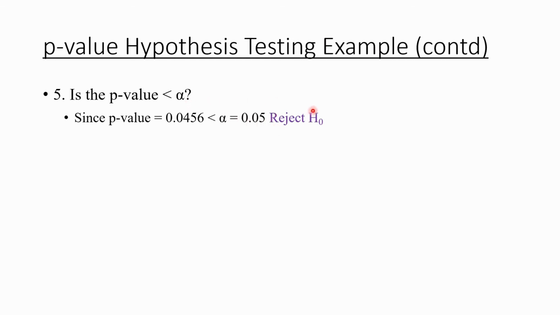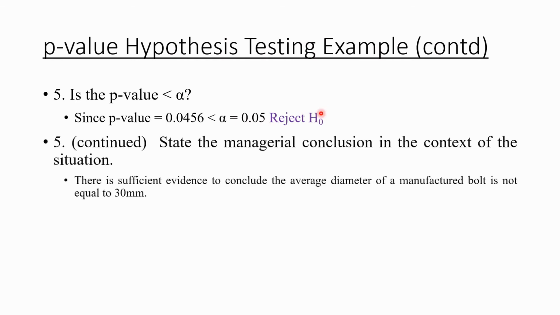This is not the end of the answer. You have to write the conclusion as well, which is called the managerial conclusion in the context of the situation. So what do you write? There is sufficient evidence to conclude that the average diameter of a manufactured bolt is not equal to 30 millimeters. Right. So now let's have a look at the connection between two-tailed test and the confidence interval.